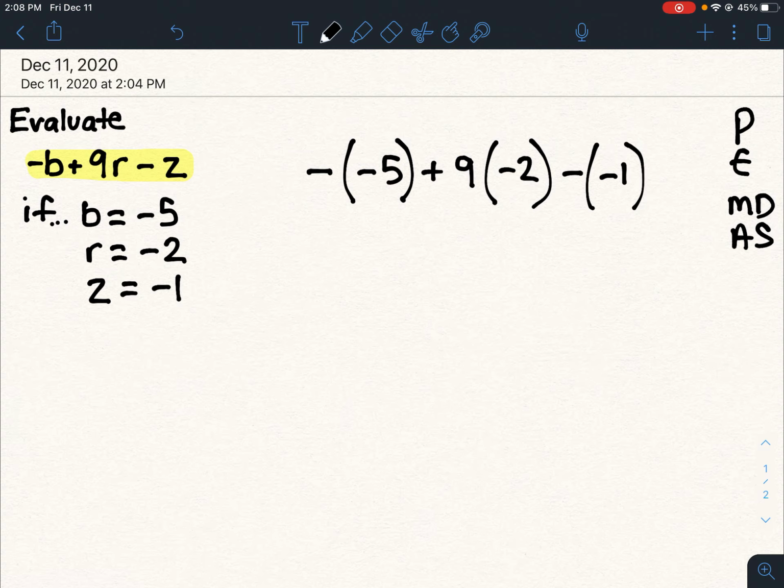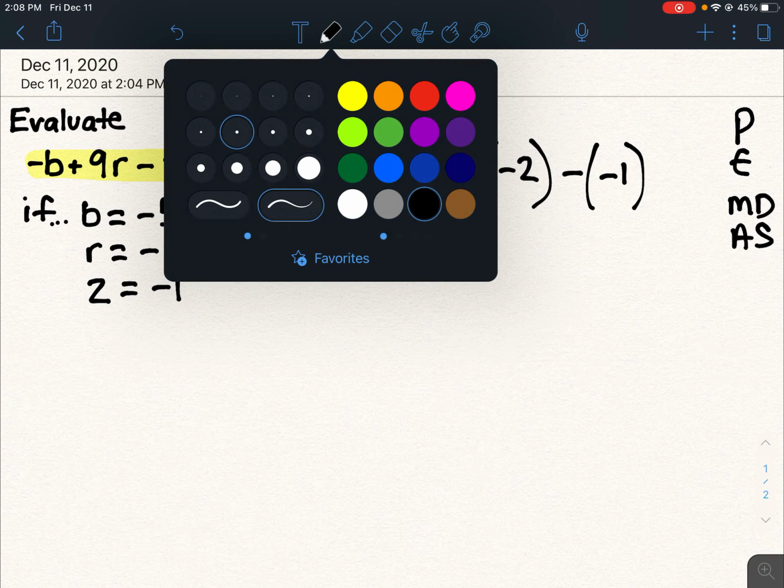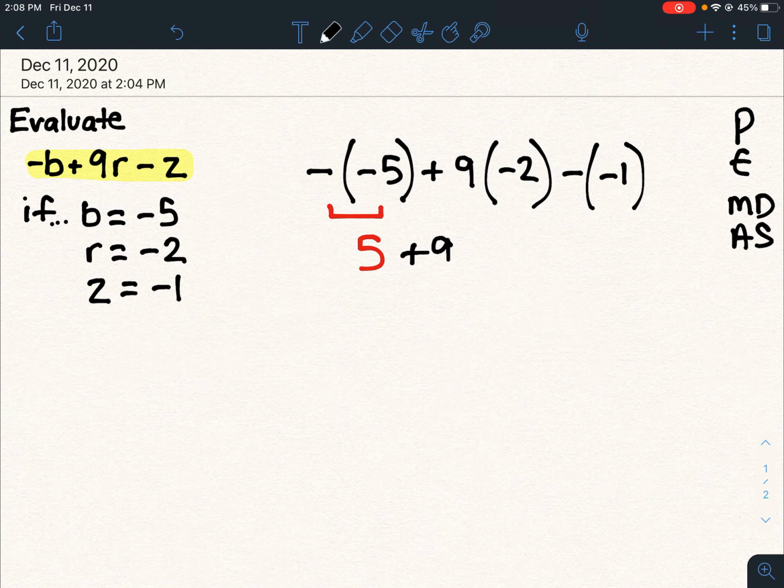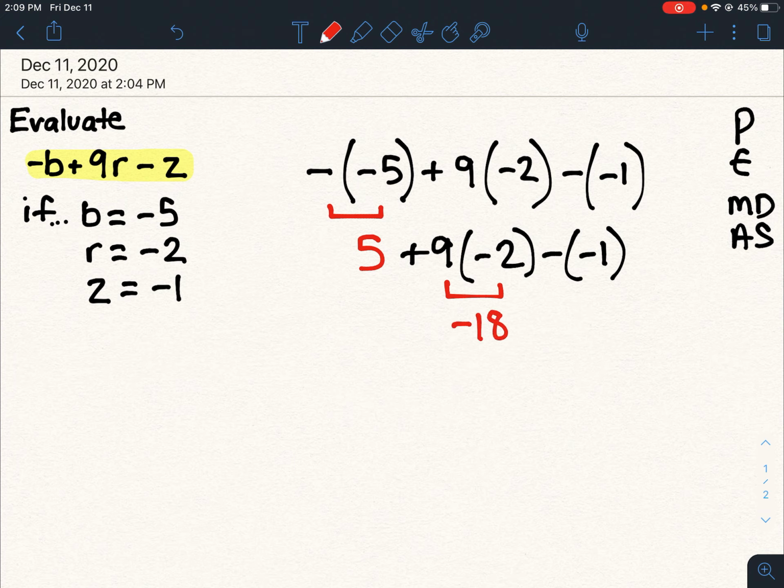So what I can do first is, this is technically multiplication. Negative, that's really like -1 times -5. This would turn into +5. Okay, so +5 plus 9 times -2 minus -1. So now I'm going to underline what I should do next. And let's see, I have addition, multiplication, and subtraction. Multiplication is first. So I'm going to work on 9 times -2, which would be -18.